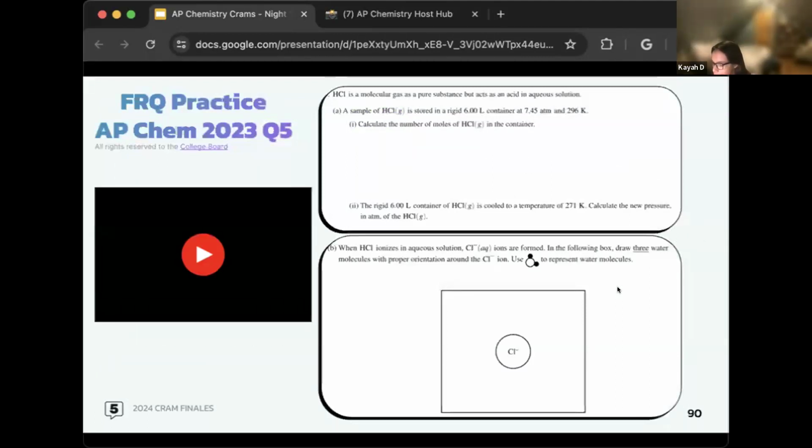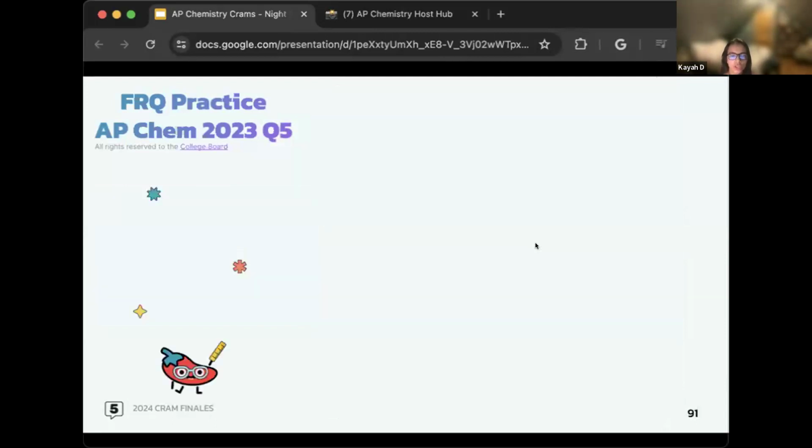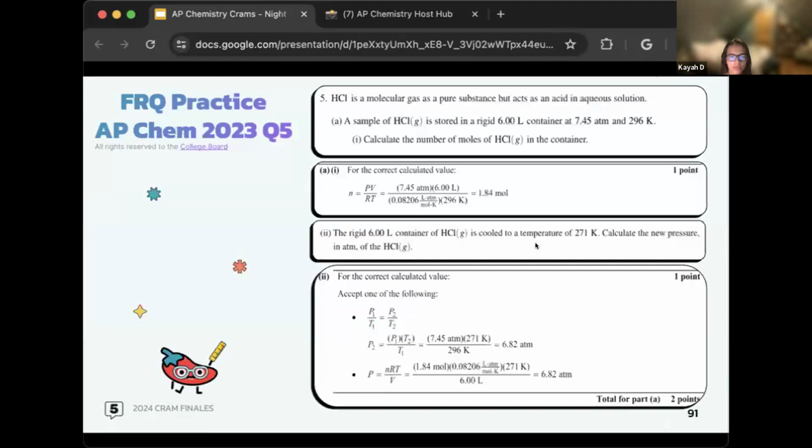So now we're going to run through a quick FRQ. HCl is a molecular gas as a pure substance, but acts as an acid in aqueous solution. One: a sample of HCl is stored in a rigid 6-liter container at 745 atm and 296 Kelvin. Calculate the number of moles of HCl in the container. And two: the rigid 6-liter container of HCl is cooled to a temperature of 271 Kelvin. Calculate the new pressure in atm of the HCl.